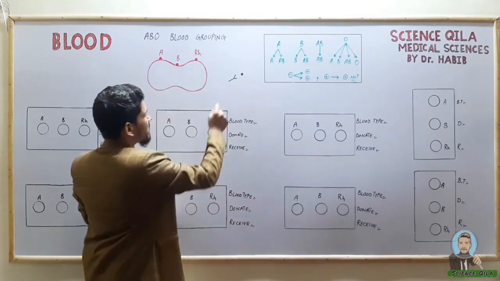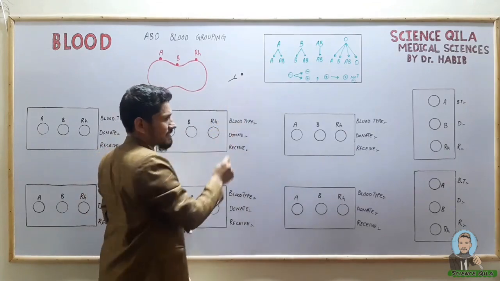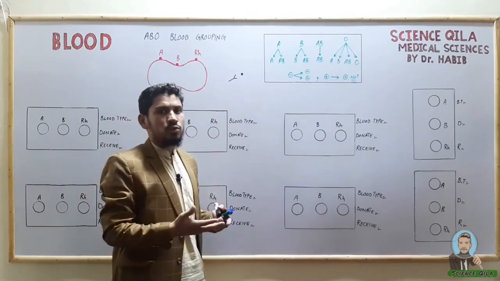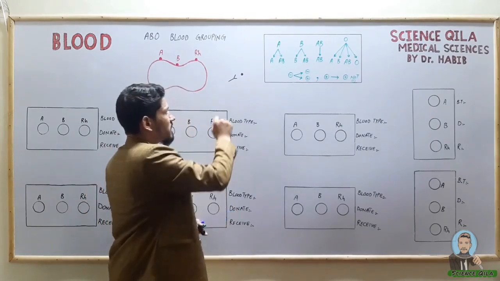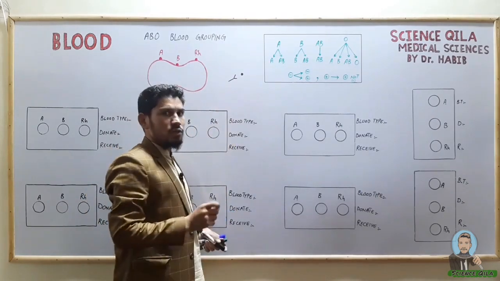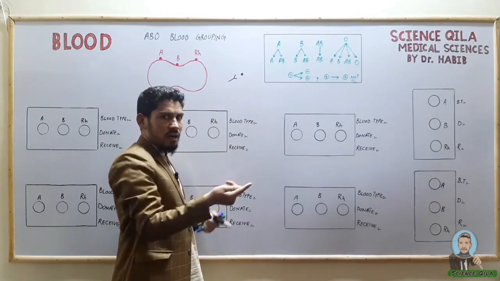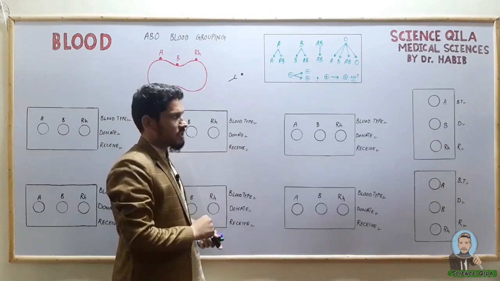That's why we call the antigen agglutinogen, because this antigen has the capability to cause agglutination, and we name the antibody agglutinin. So if the agglutinogen and its corresponding agglutinin are mixed together, they will cause agglutination.